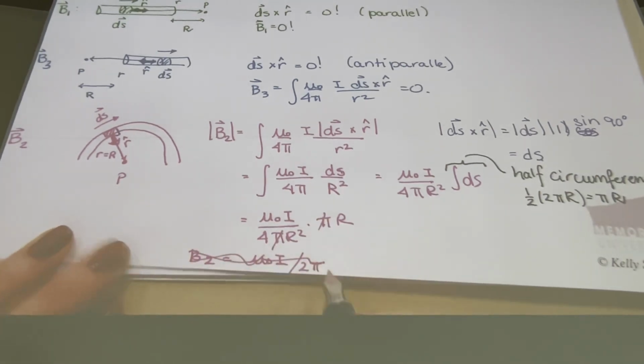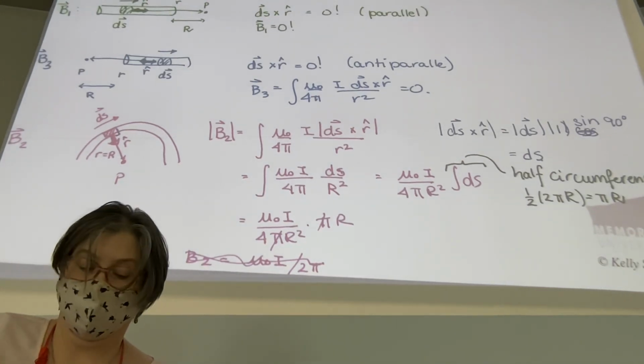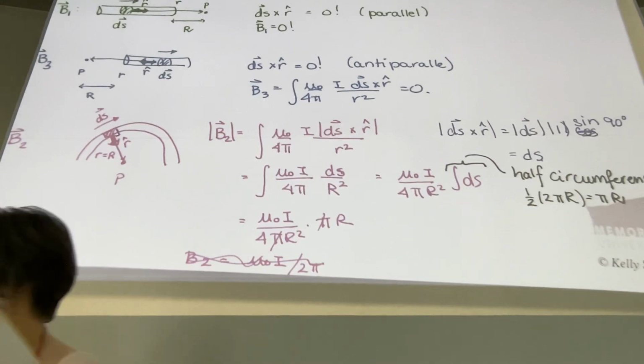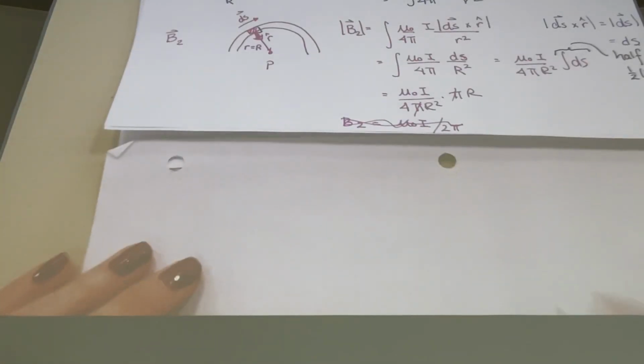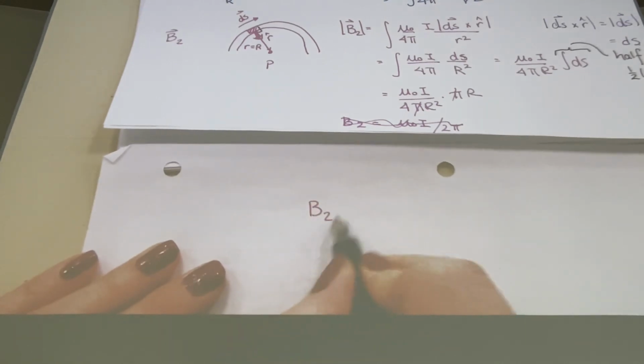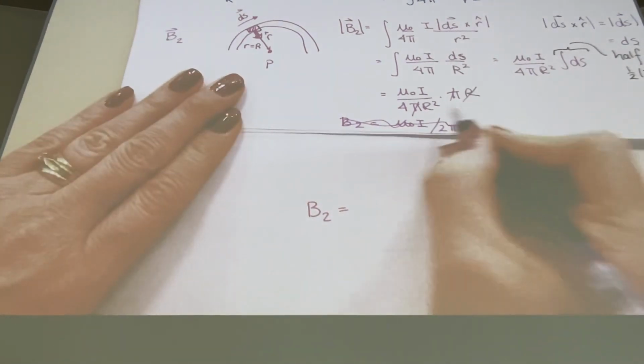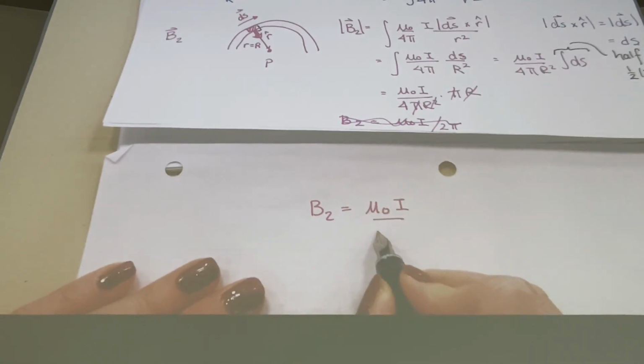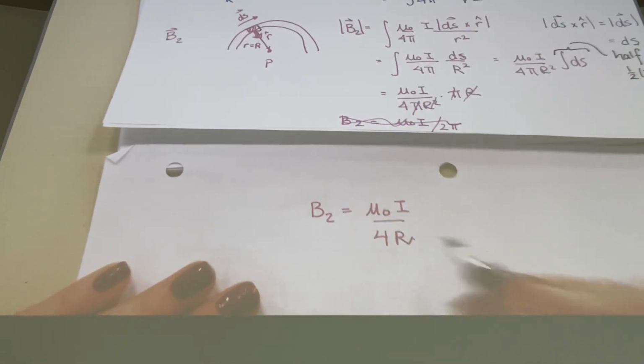Oh my goodness. Sorry, I divided 1 by 4 and I got 2. Try that again. So the size of our magnetic field B2, pi's cancel, one of the r's cancels. We've got mu naught times I over 4 times r.